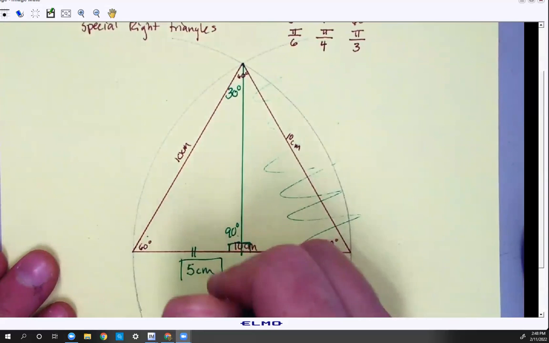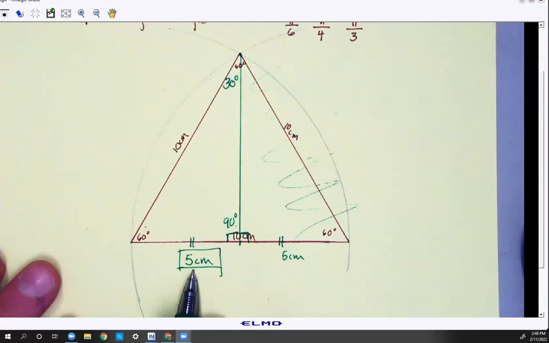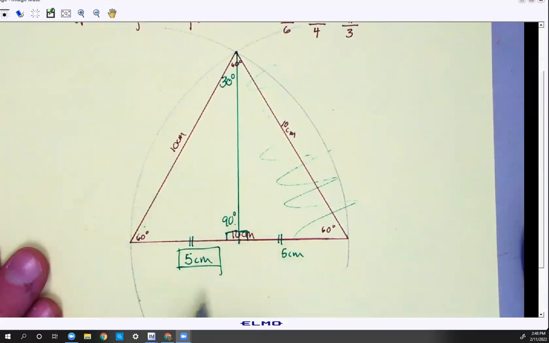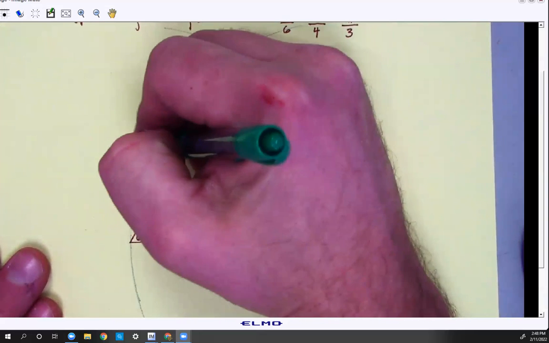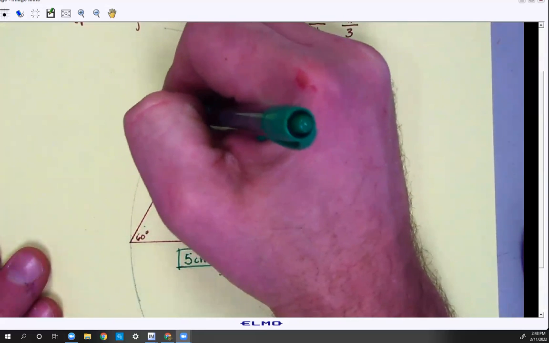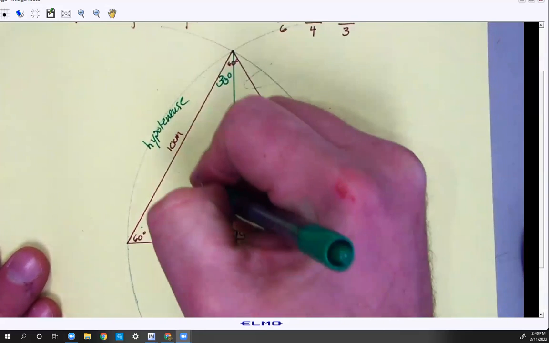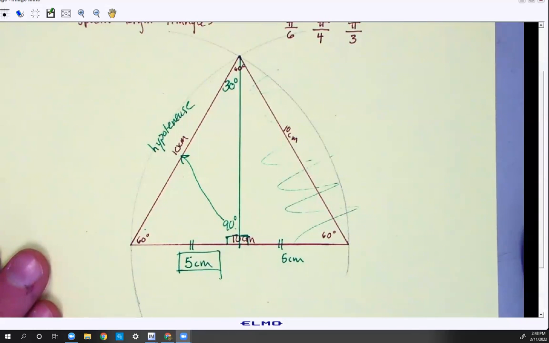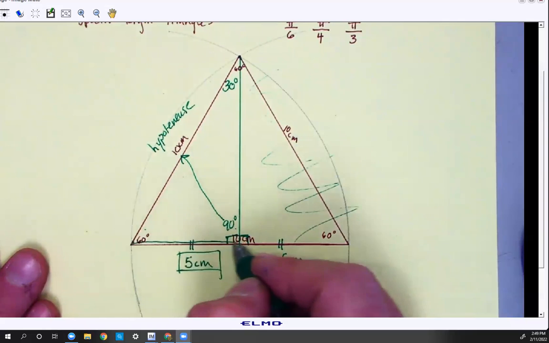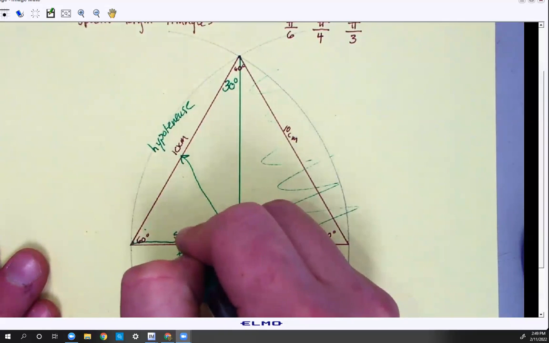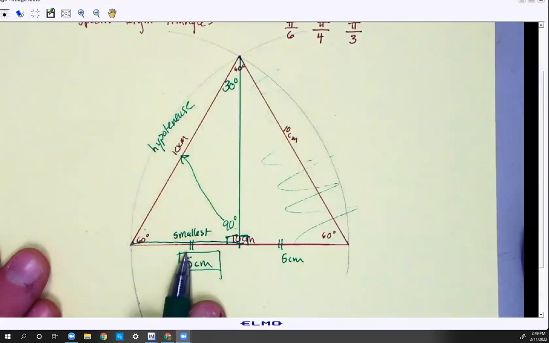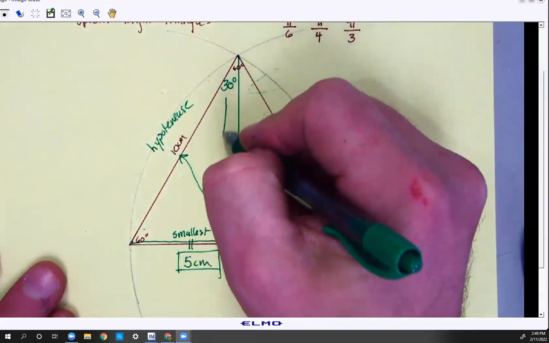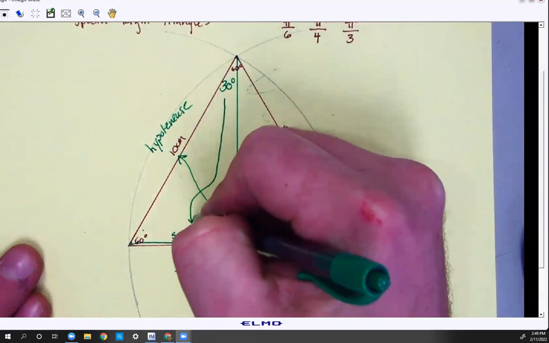And the way that this side became 5 is because we cut 10 in half. So this side is called the hypotenuse, because it is opposite this 90-degree angle that we just created. And this side right here is going to be our smallest side. And the reason why it's our smallest side is because it's created by our smallest angle.